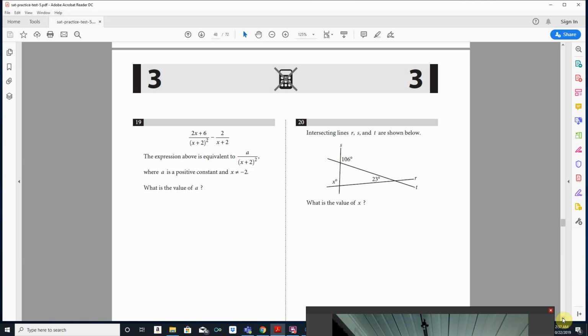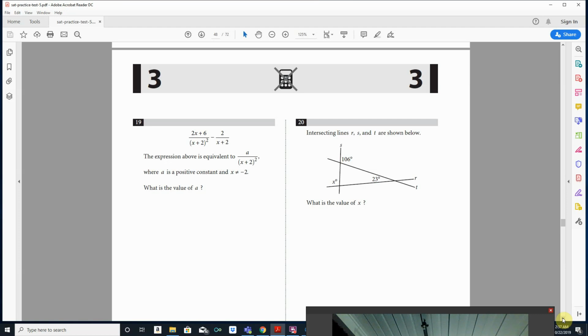Intersecting lines R, S, and T are shown below. So we have 106 degrees, x degrees. All right, what is the value of x? Well, one thing we can see is this is 106. And this is 23. Okay, let's have a parallel line going like that.